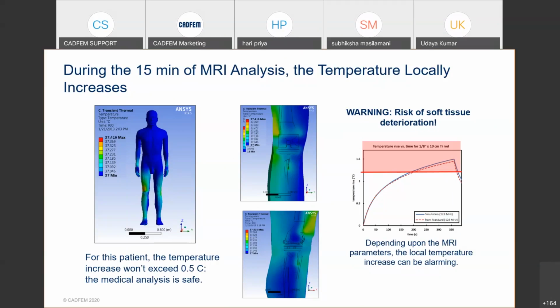If you see the simulation for 15 minutes of MRI analysis, the implant only got an increase in temperature of 0.5 degrees Celsius, which was considered safe. But if the temperature is raised by 2 or 3 degrees Celsius, it is alarming, because when the temperature increases, the tissues around these implants will get damaged, and it will create a lot of difficulties for the patient.